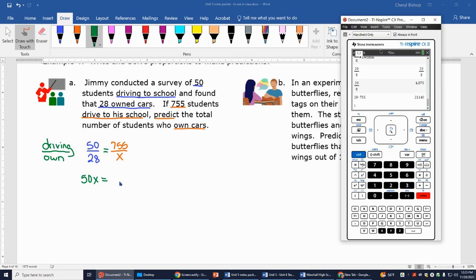That gives me 21,140. Division property of equality, and x is going to equal, divided by 50, 2,114 over 50.